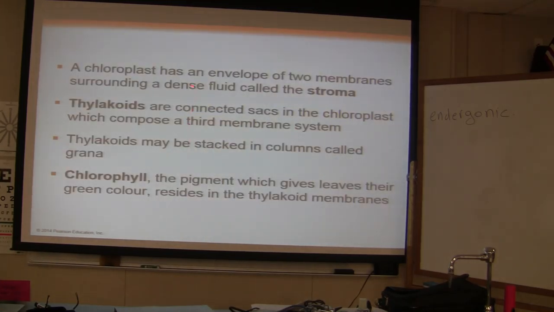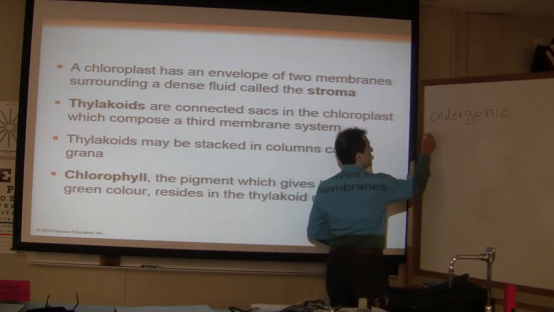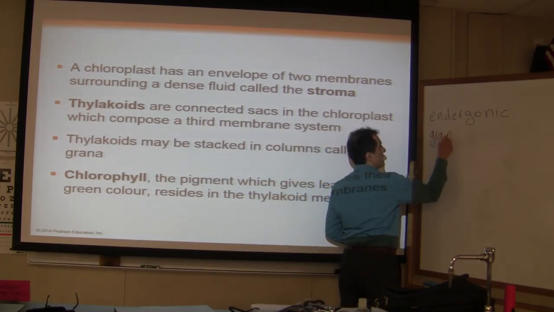I answer your question. A chloroplast has an envelope of two membranes surrounding the dense fluid called stroma. Thylakoids are connected in sacs of chloroplast, which compose a third membrane system. Thylakoids may be stacked in columns called grana. Grana is plural, granum is singular.